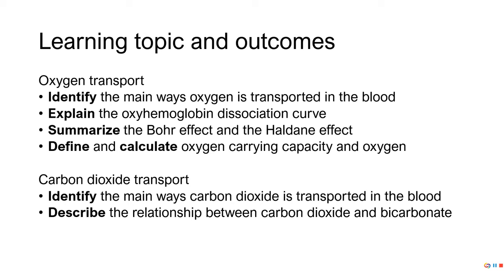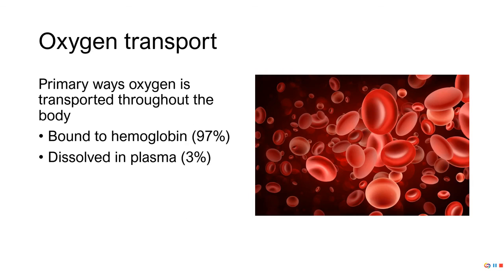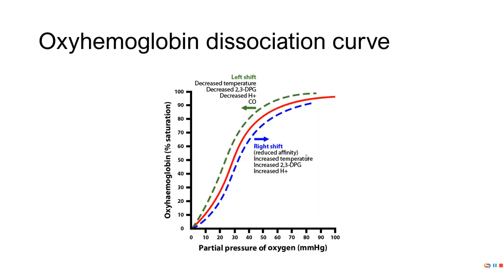Okay, so if you recall, the main ways that we transport oxygen are when it's bound to hemoglobin and when it's dissolved in plasma. And as you can see, an overwhelming majority is bound to hemoglobin. That's the important one. Okay, now the relationship between the partial pressure of oxygen and the saturation of oxygen is shown by the oxyhemoglobin curve. Now there's a couple things that I want you to remember here.